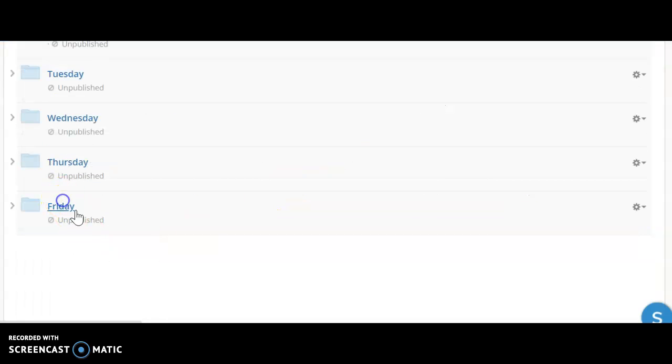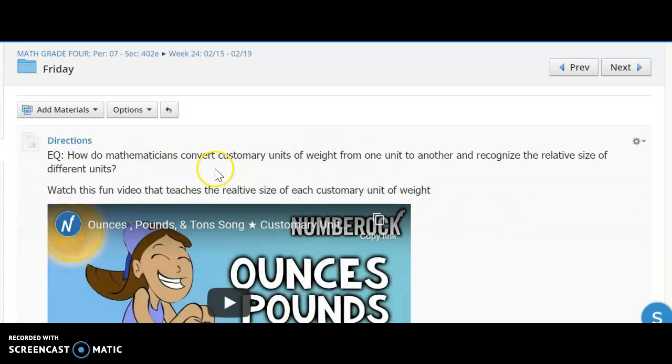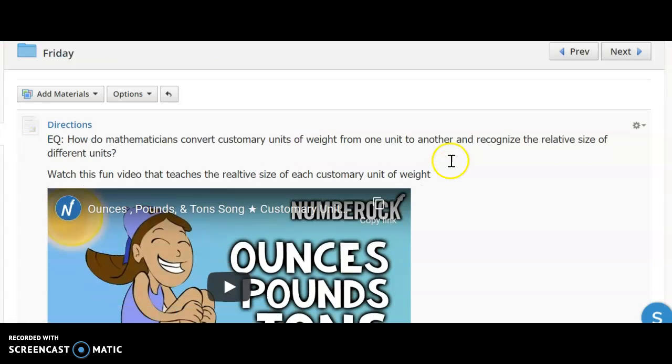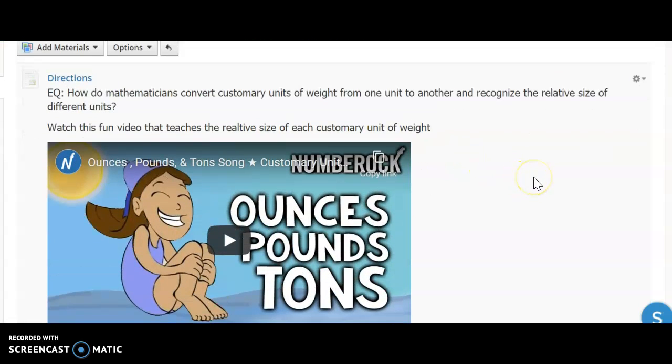On Friday, we are working on customary units of weight. So there's another short video here. It's from the same people that created the inches, feet, and yards video you watched earlier in the week. But again, just kind of having an idea of the relative size of these units.